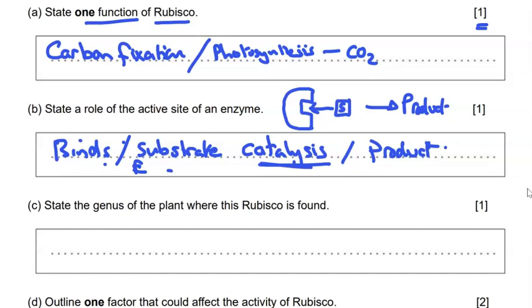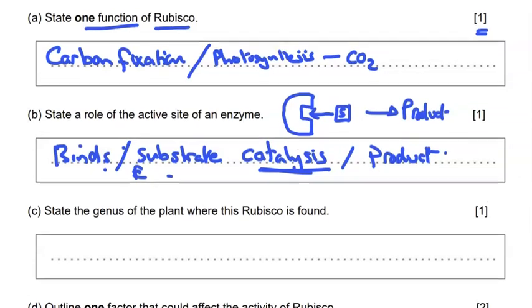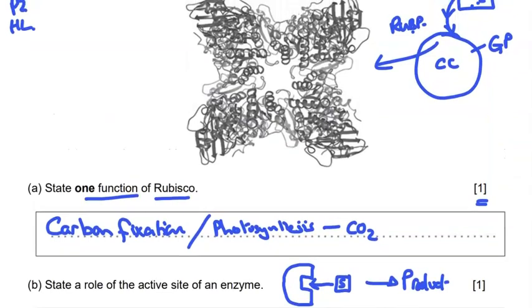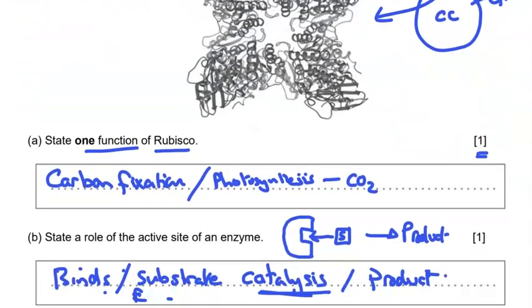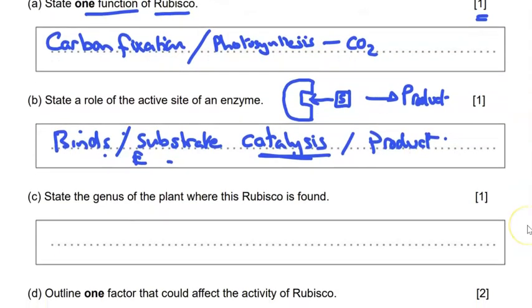State the genus of the plant where this Rubisco has been found. So if we go back to our stem, then we have the species name here, with the genus followed by the species epithet. So Pisum is the answer. So we just write Pisum here.